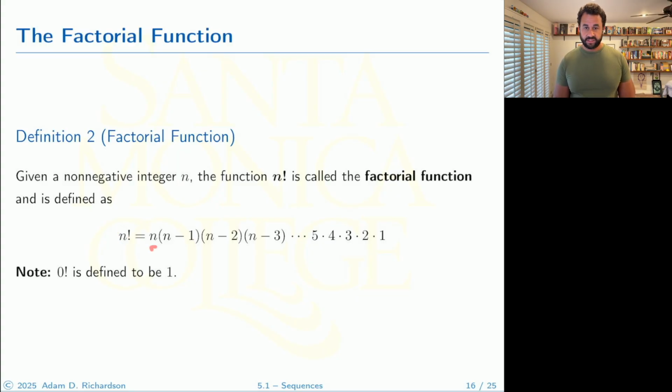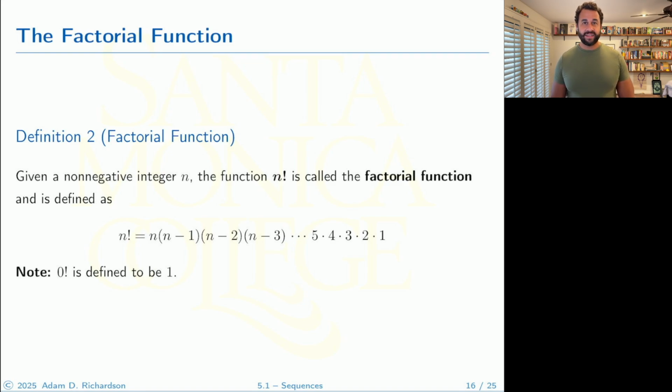So n times n minus 1, the integer just below, times n minus 2, the integer below that, times n minus 3, the integer below that, and you keep multiplying all the way down to 1, all right? A little note here, I won't dwell on it too long, but 0 factorial is actually well defined, and we define it to be 1.